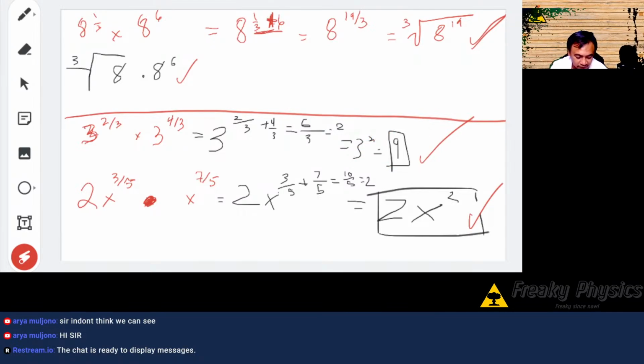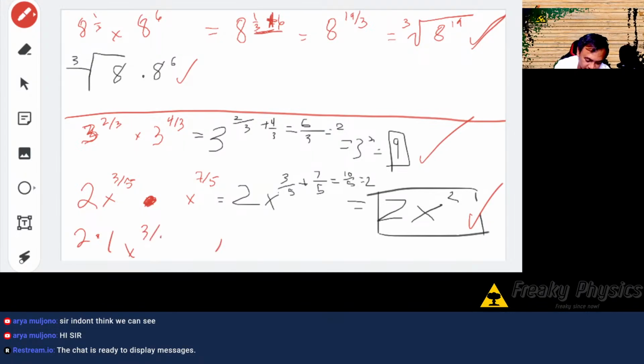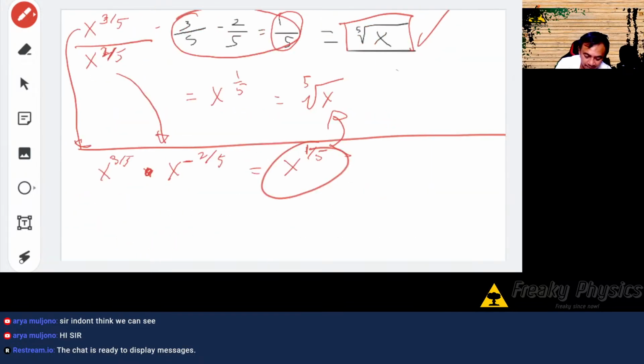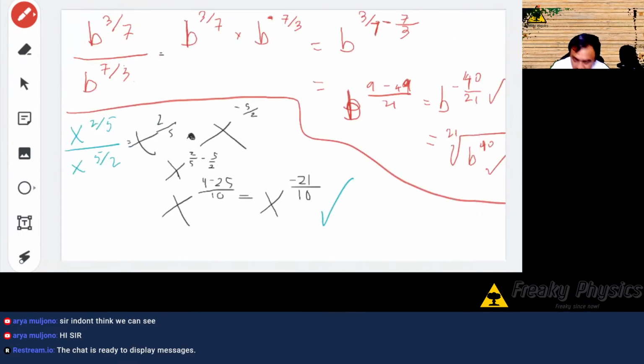Okay, so here we have 2x raised to 3/5 times x raised to 7/5. Again, the 2 here, you can think of this as 2 times, then we will regroup x raised to 3/5 times x raised to 7/5. So that's why that kind of looks like that. And then 3/5 plus 7/5 gives you 10 over 5, which is 2. So we're finally left with 2x squared. And the rest of this will follow, I think. Yeah, we'll end it here.